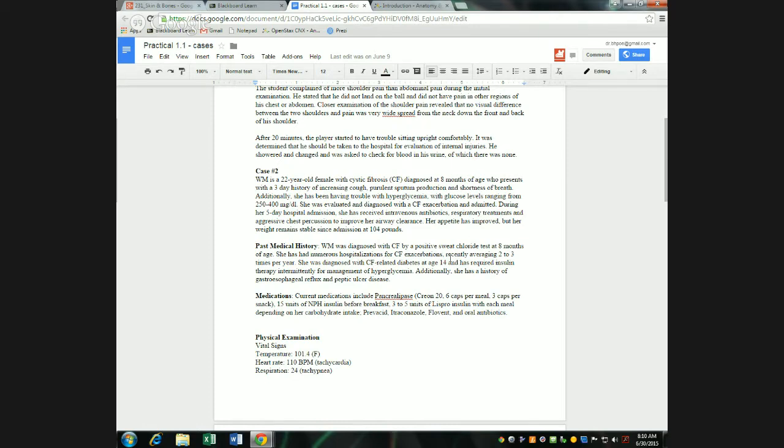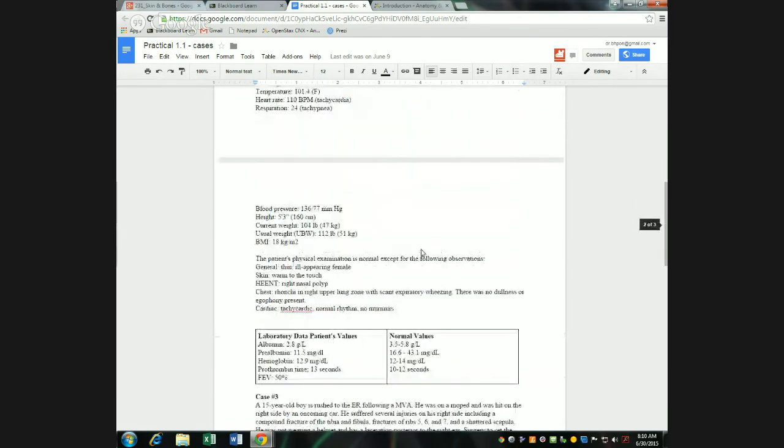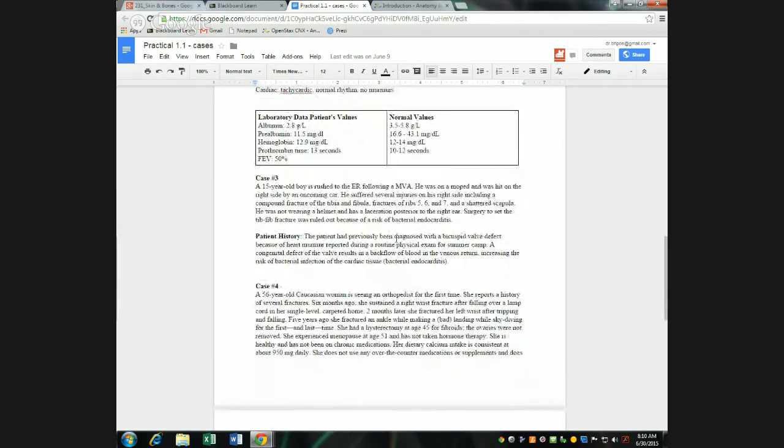And then the cystic fibrosis case, which we studied in depth, has to do with the molecules and cells and tissues. And then after that, there are two more cases, both of which are about broken bones. One's a motor vehicle accident. The other one's a woman with osteoporosis.